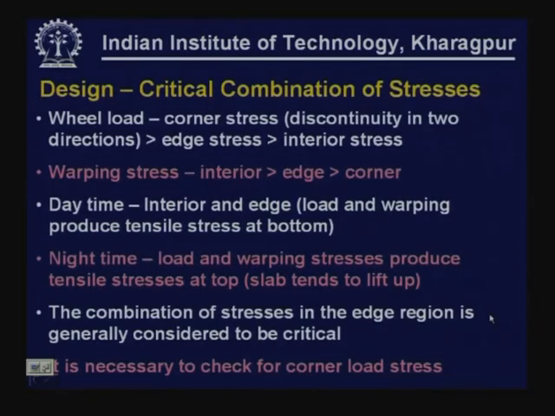So, for the critical combination of stresses, for wheel load, corner stress will be more because of discontinuity in two directions. It will be more than edge stress, while edge stress is going to be more than the interior stress. Whereas for warping stress, interior will be more than edge, and edge will be more than corner. Daytime, interior and edge is the critical combination. Load and warping produce tensile stress at bottom. Night time, load and warping stresses produce tensile stresses at top.